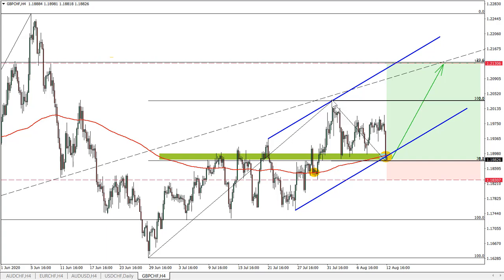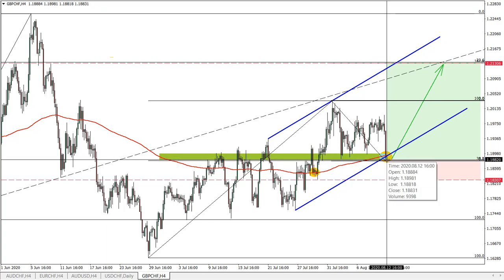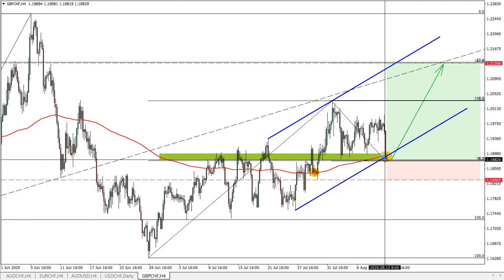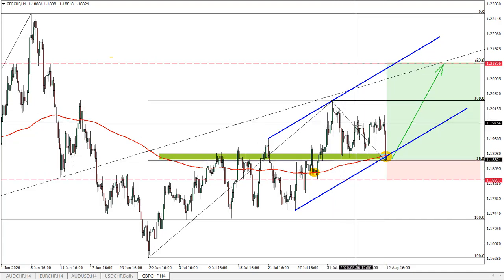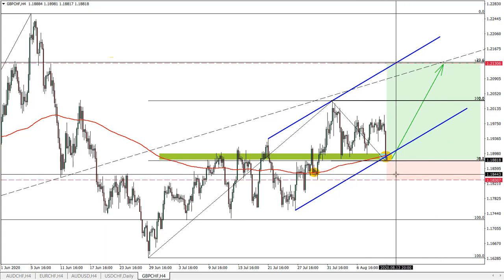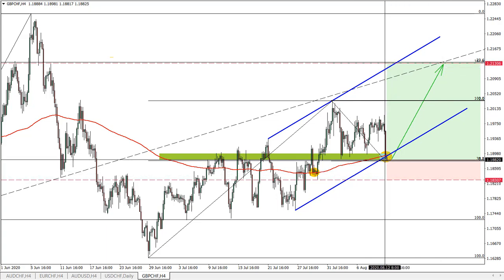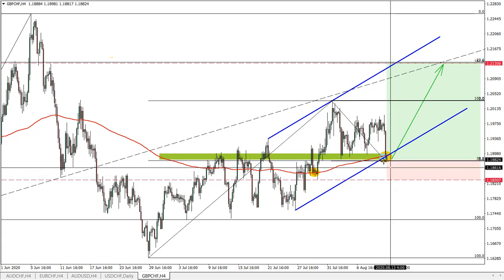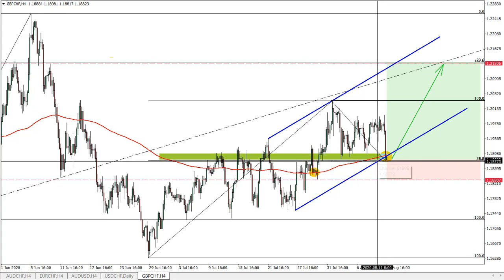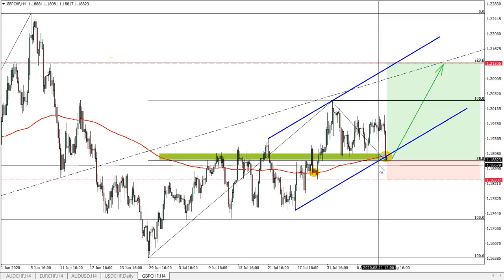I have applied this FIBs to this correction where we had the rejection of the support. If there will be a break and close on the 4-hour candle below this level, obviously this FIBs will get invalidated, so we will not have the second confirmation. And as I said, this would make this idea less attractive. Although at this stage it seems like a good opportunity, especially with the next 4-hour close.